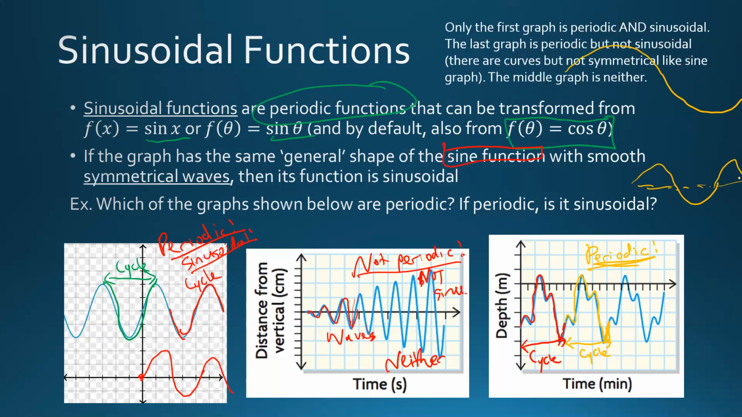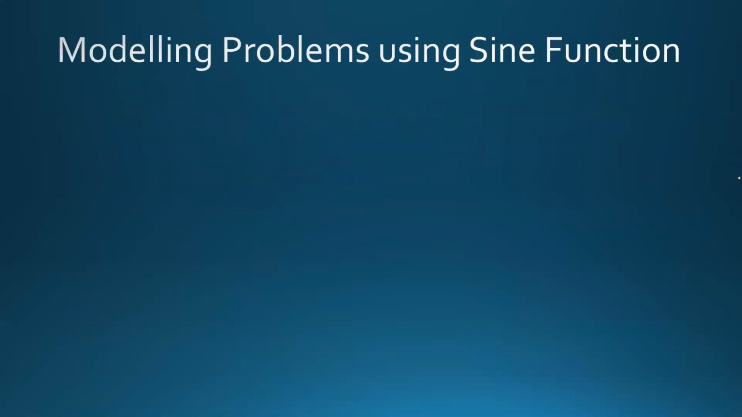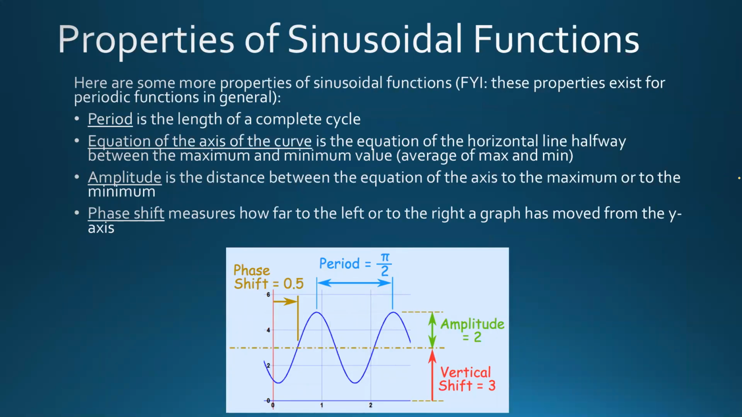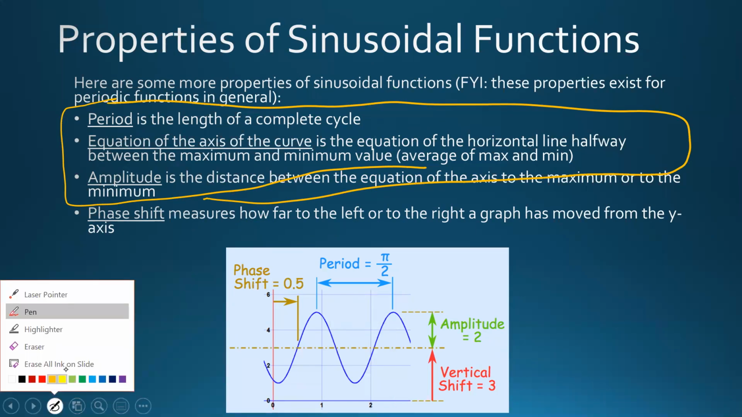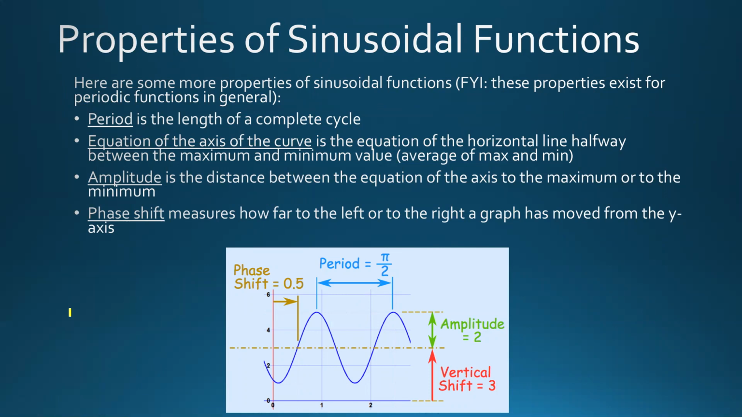So I hope that makes sense so far. And then of course, as I mentioned already, the middle graph is neither. So, a couple of properties of sinusoidal functions. The good thing about this, and I wouldn't even bother writing this down, is that the first three we already discussed, and they're all properties of periodic functions. Because sinusoidal functions are also periodic functions, they have the exact same properties.